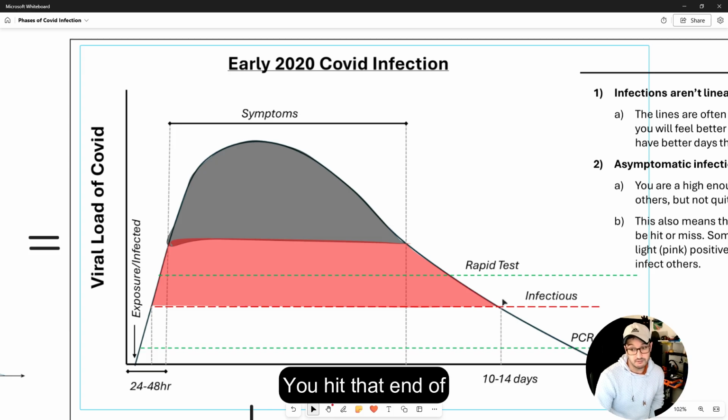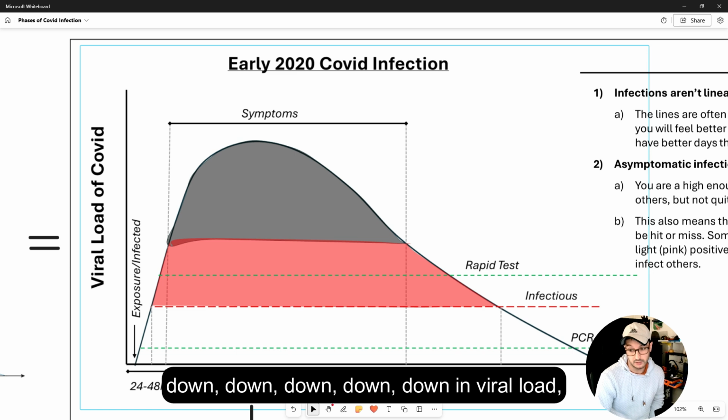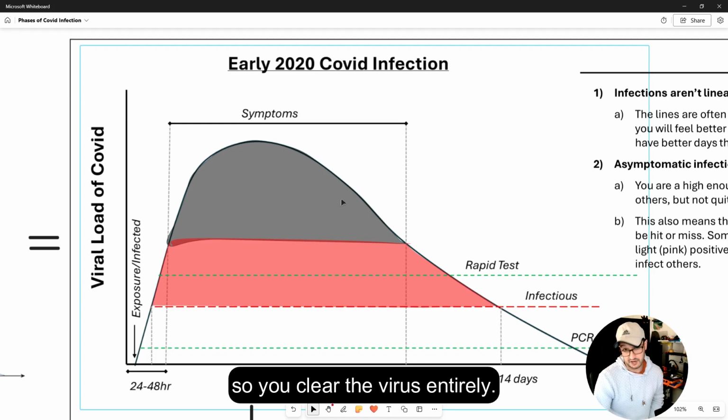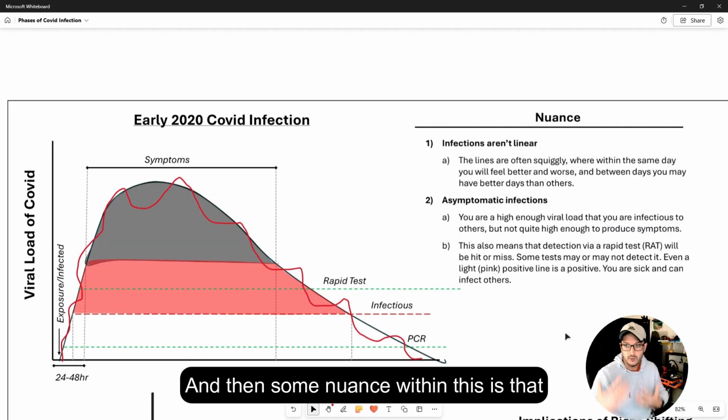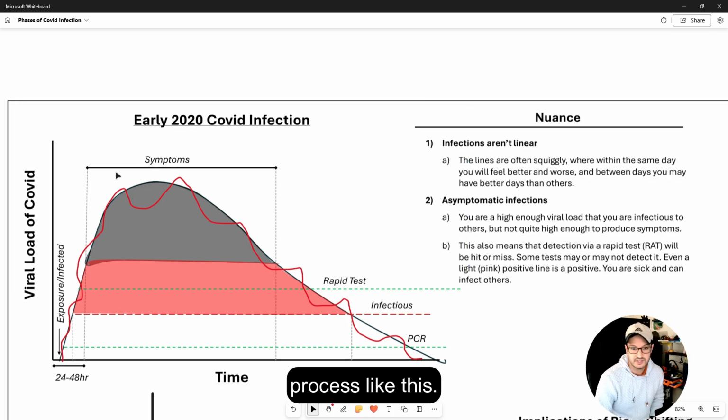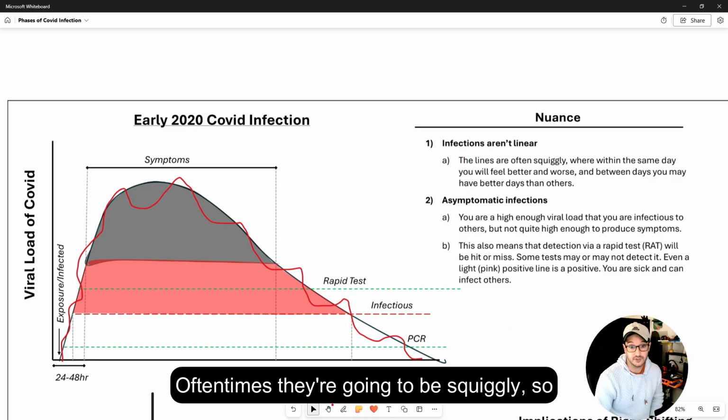You hit that end of infectiousness window, and then you would be going down in viral load, still testing positive on PCR, continue down to hopefully 0. So you clear the virus entirely. And then some nuance within this is that infections aren't going to follow a linear process like this. Oftentimes they're going to be squiggly.